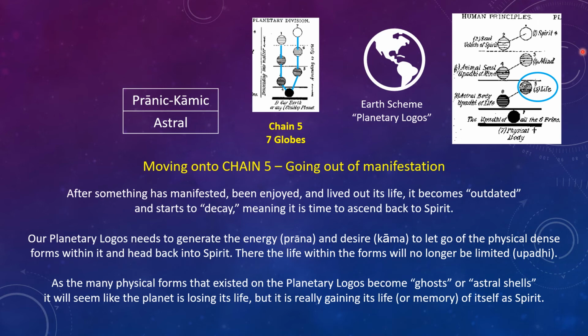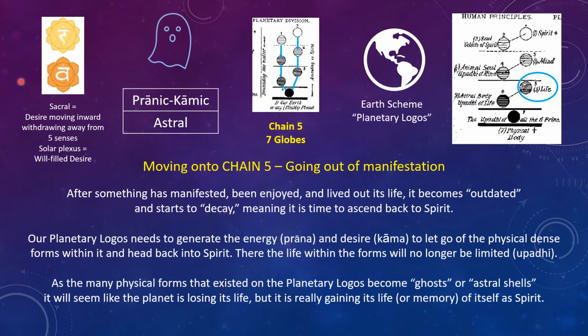Now, as the many physical forms that existed on the planetary logos become ghost or astral shells, it will seem like the planet is losing its life. But again, it's really gaining its life, or memory of what it really was as spirit. When we're in chain 4, we've had all these levels of upadhi of spirit, mind, life, and the physical body pressed down upon us so that we've forgotten who we really are as spiritual, unlimited, limitless, infinite beings. But now we're starting to reclaim that memory.